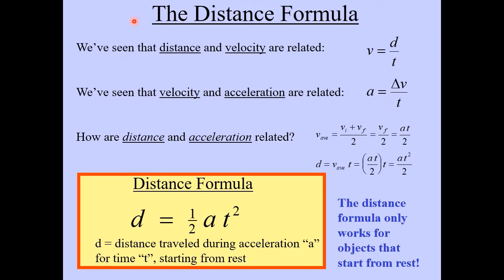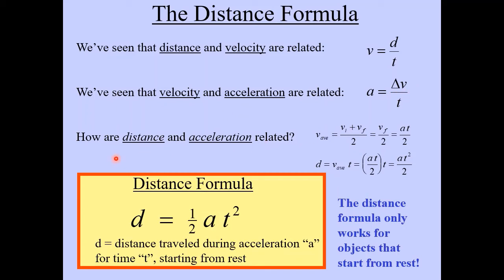The last thing we're going to do in this part of the lecture is derive a very useful formula that I call the distance formula. So we've seen so far that distance and velocity are related. In other words, velocity is just distance divided by time. And we've seen that velocity and acceleration are related. Acceleration is the change in velocity over time.